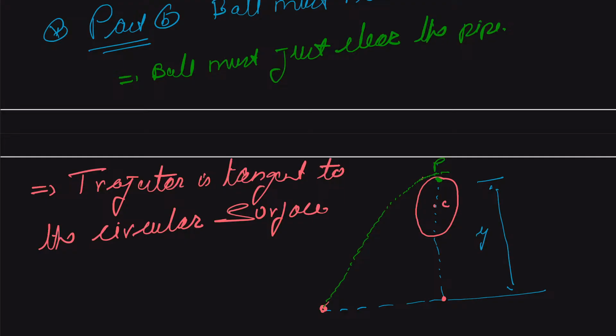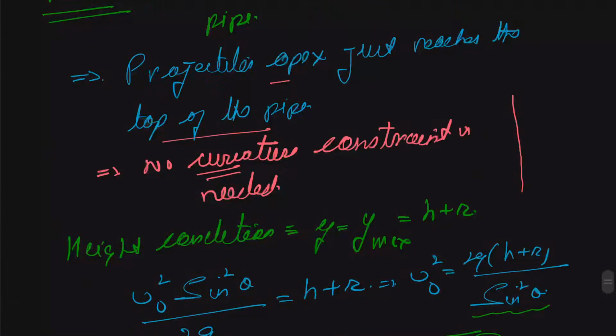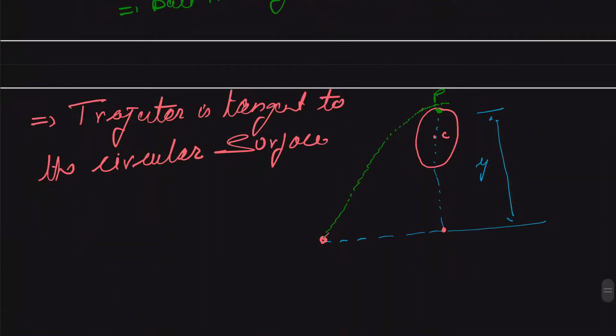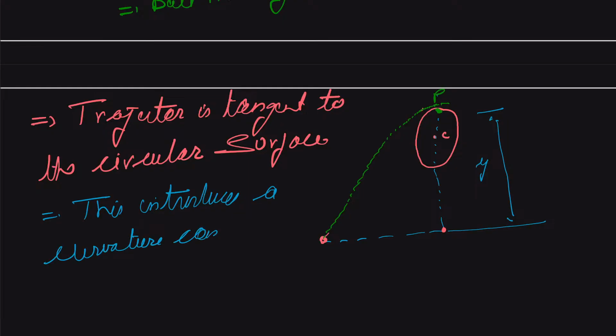So therefore there is a condition introduced that will be called a curvature condition, which we said there is no curvature constraint in the first case, but in this case there is a constraint or condition, that is our curvature condition. So this introduces a curvature condition.